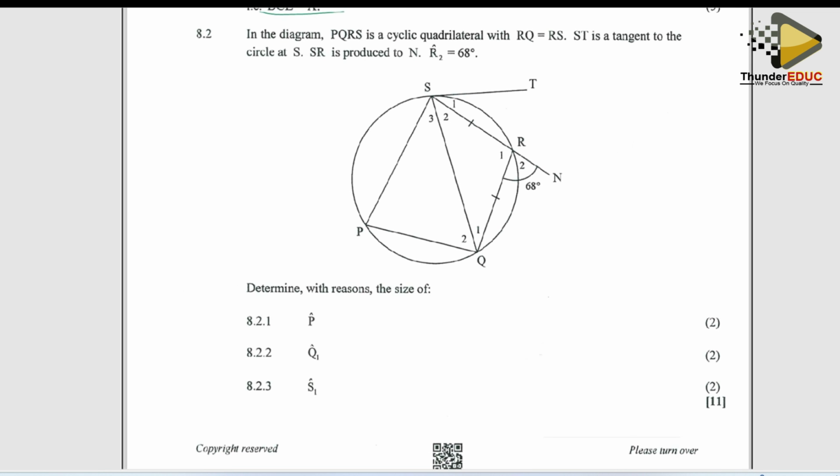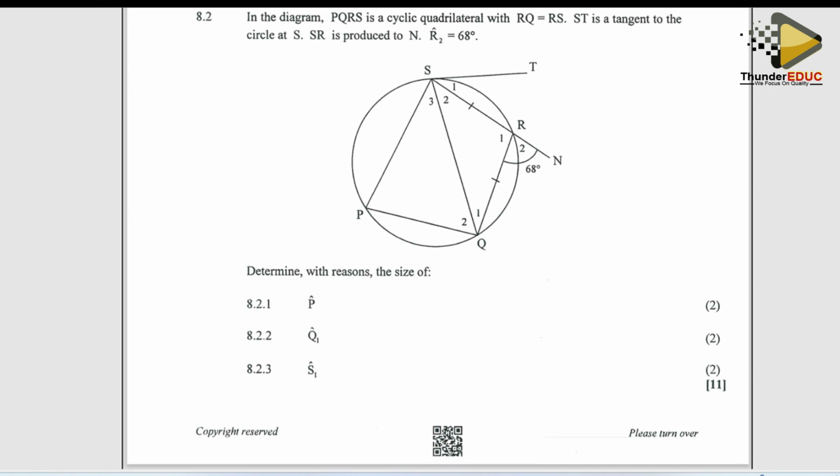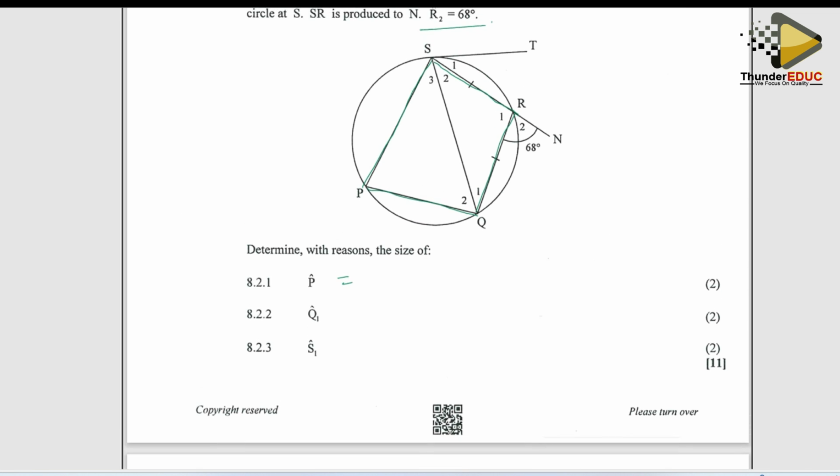Then 8.2, in the diagram, we have a cyclic quadrilateral. Let me just highlight the cyclic quadrilateral that we're talking about. Okay, RS is a tangent to the circle, R produced, R2 is 68. Then they want us to get the size of P. So this P is an interior angle of the cyclic quadrilateral, so it should be equal to 68. The reason is exterior angle of the cyclic quadrilateral.